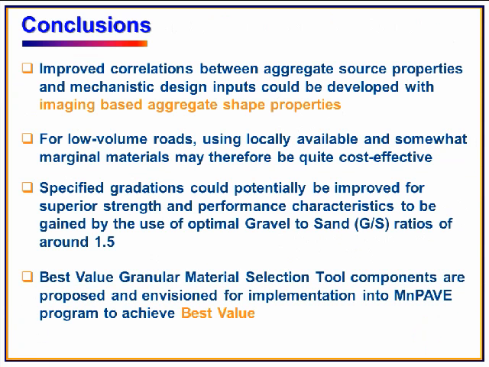Just a quick summary of what we found. We first developed some correlations for intermediate and basic design purposes. So we found that aggregate shape properties is a very important thing to take into account. And then through some mechanistic pavement analysis, we found that for low to medium volume roads, those lower quality materials can be optimized in pavement construction to achieve cost effectiveness.